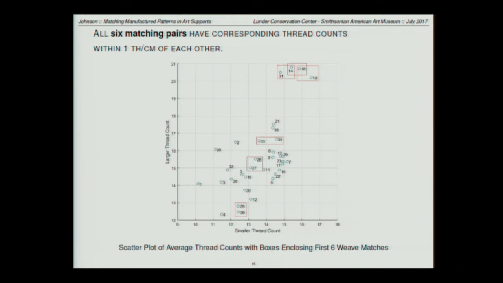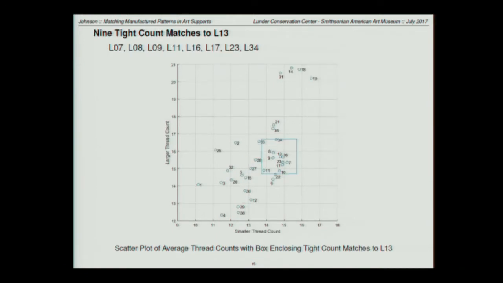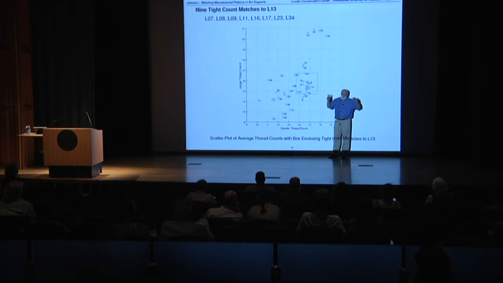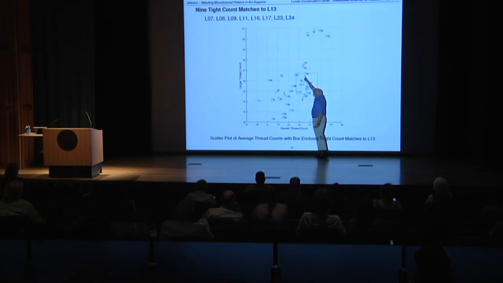So what we're gonna do is look at painting 13, and what we noticed on all of those six pairs is that the thread count in both directions was within one thread per centimeter between the two paintings. So now we're developing a strategy, or if you think as an engineer, an algorithm for finding matches. We'll look at all the ones that are within one thread per centimeter in both directions, the smaller and larger thread count, and we get nine that might be possible.